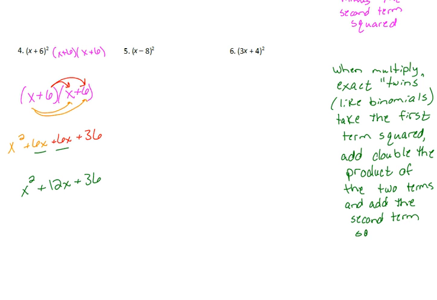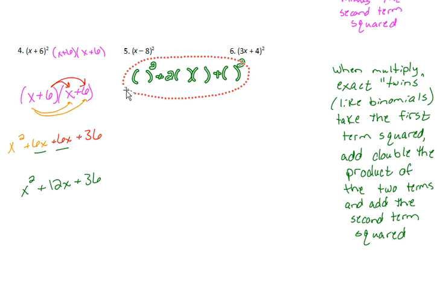Okay, so like last time, do we have to have this memorized? No. You could actually distribute out exactly like we did and still find the answer. But these are nice little tips and tricks. So again, looking at that x minus 8 squared, I know that I have exact twins. I have like binomials because I'm multiplying them by itself twice. So how I would set this up if I wanted to learn this new tip and trick, I would square the first term. I would add that to double the product of both of them, and then I would add that to the last term squared.